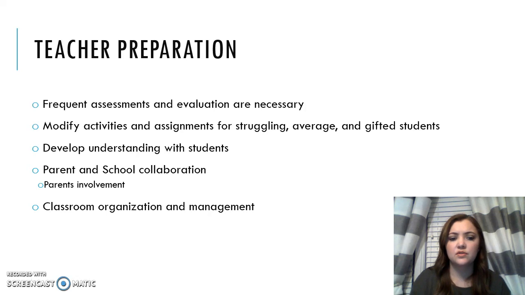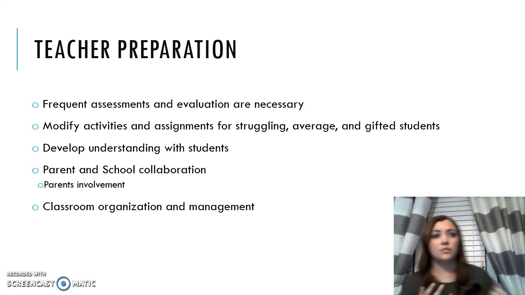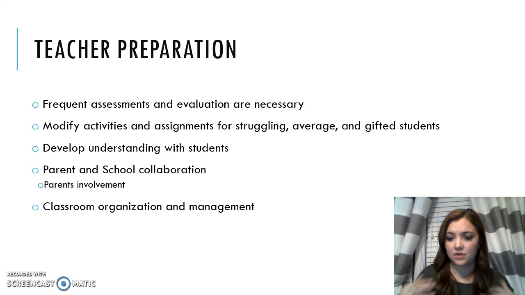The next one is parent and school collaboration. So just making sure that the parents are involved in their children's lives is very significant. And since the parents aren't there at school with them, the teachers should either give the parents maybe a monthly newsletter, or just write them a note throughout the week, letting them know this is what we're going to be doing, and just making sure that they're involved throughout it all.